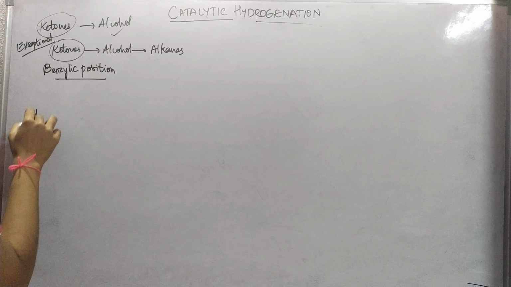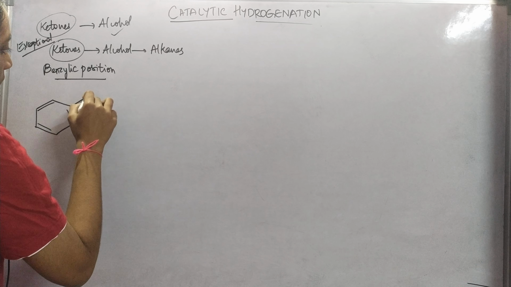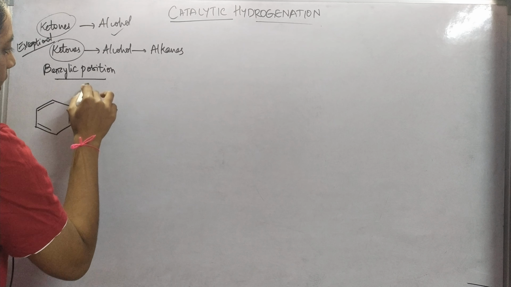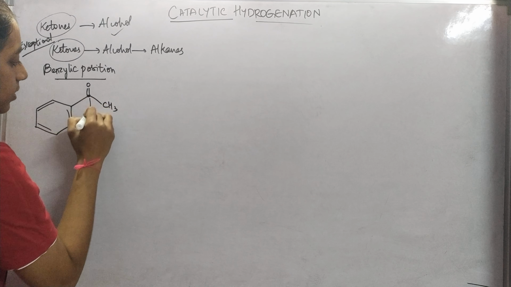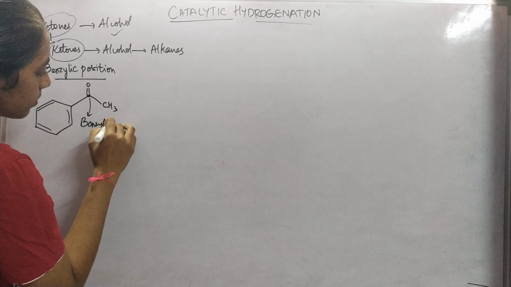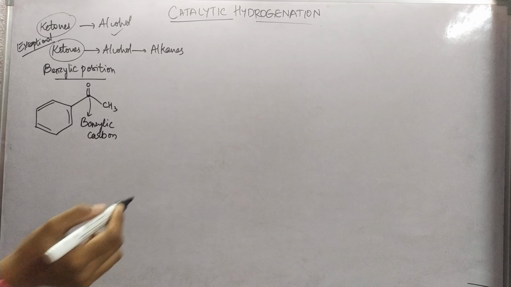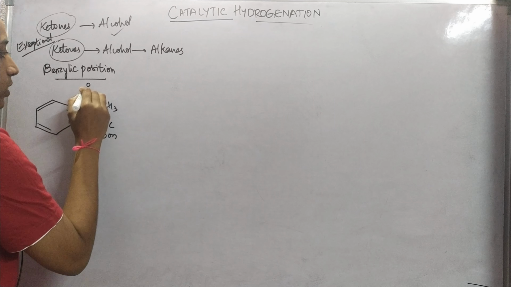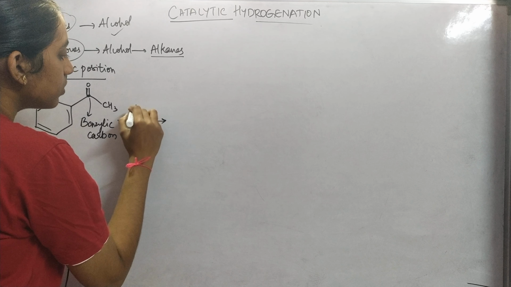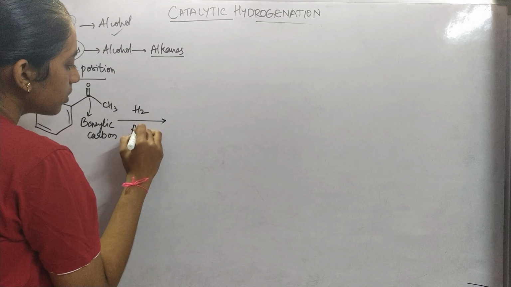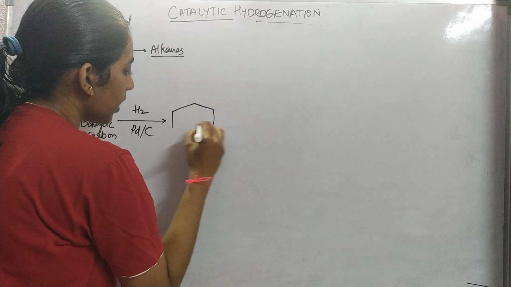What is benzylic position? Benzene ring. To this benzene ring, when we attach this group, the carbon at this position is called benzylic carbon, and that position is called the benzylic position. So if the ketone group is present at this benzylic position, only then the ketones are reduced to alkanes. So when this undergoes catalytic hydrogenation in the presence of the metal catalyst palladium on carbon, the product will be ethyl benzene.